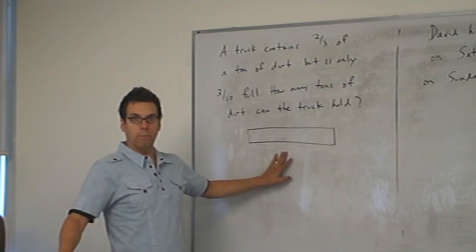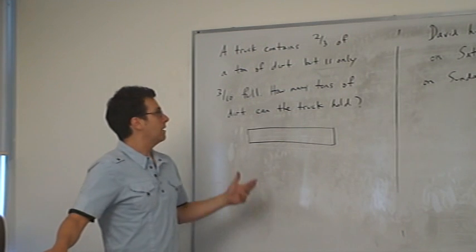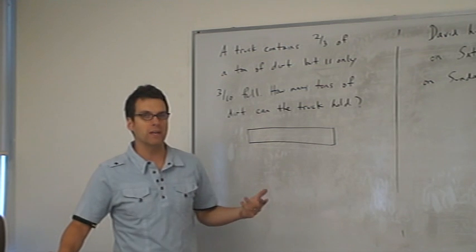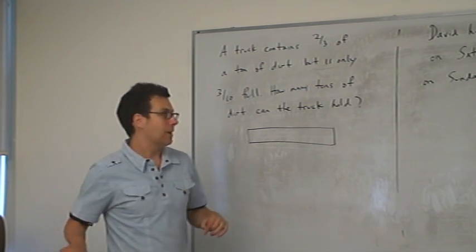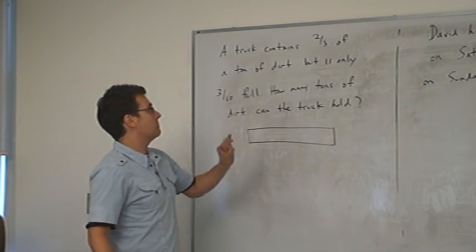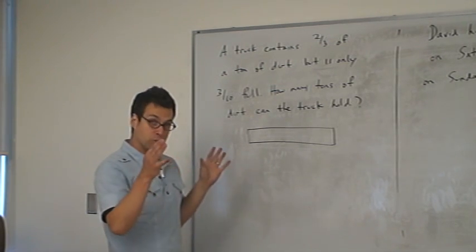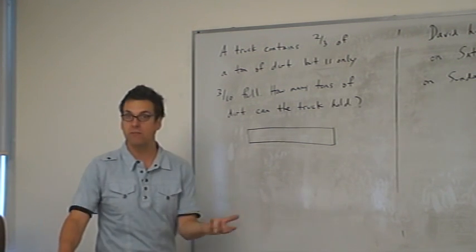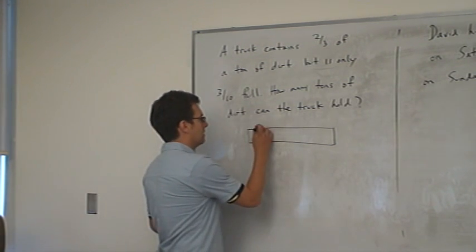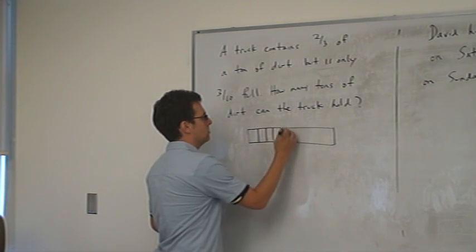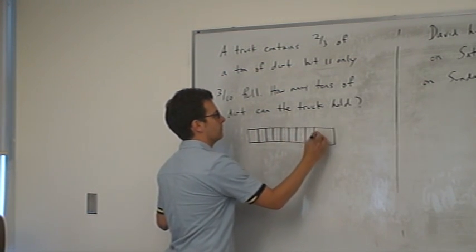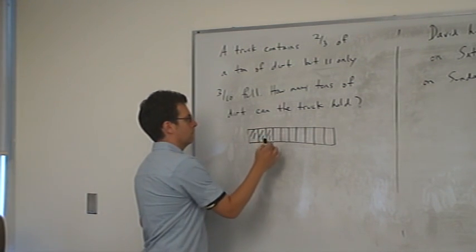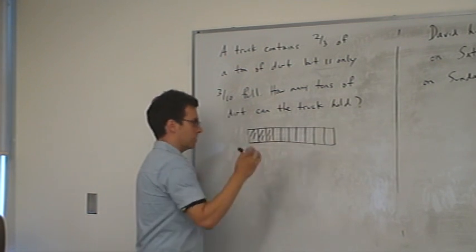So this bar represents the entire truck. And it can be confusing at the outset, since there are two fractions in this problem, how are we going to divide up this bar? But if we think about it, the truck contains 2/3 of a ton of dirt, but is 3/10 full. So the entire bar represents the truck, and we want to represent the fraction 3/10. We do so by splitting the bar into 10 pieces and shading 3 of them. 4, 5, 6, 7, 8, 9, 10. Got to make sure I've got 10.